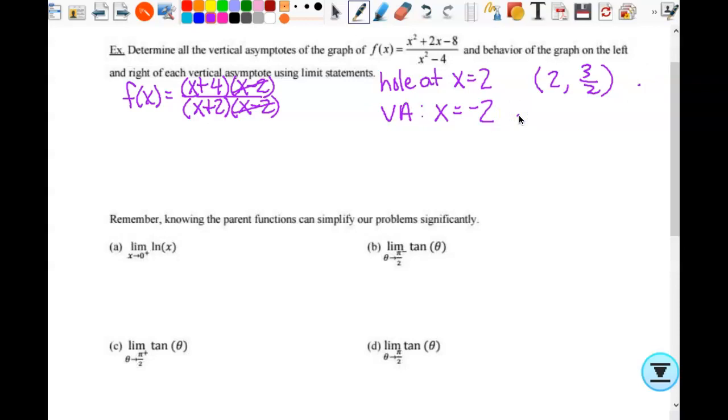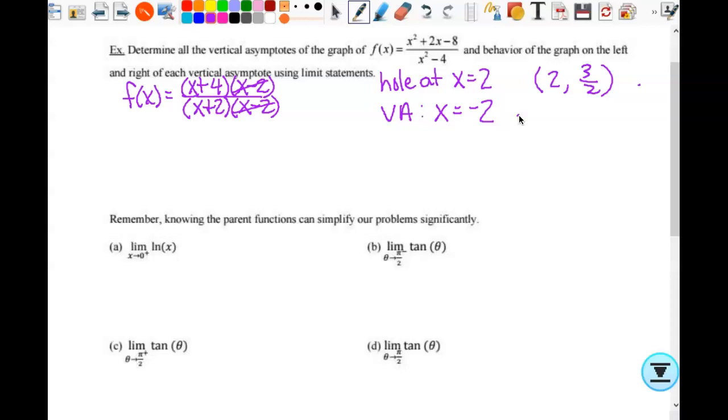Yeah. Because it's the zeros of the denominator. My denominator being 0 is what gives me that vertical asymptote. So to solve it, I put x plus 2 equals 0, and then it gives me that. Okay? We all good with all that so far?